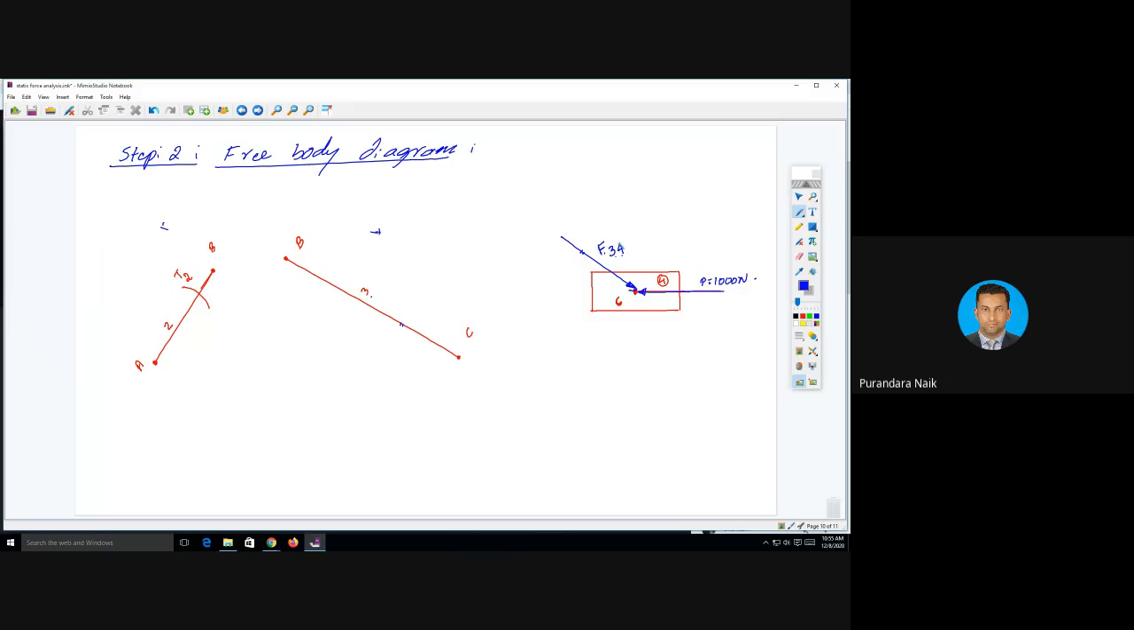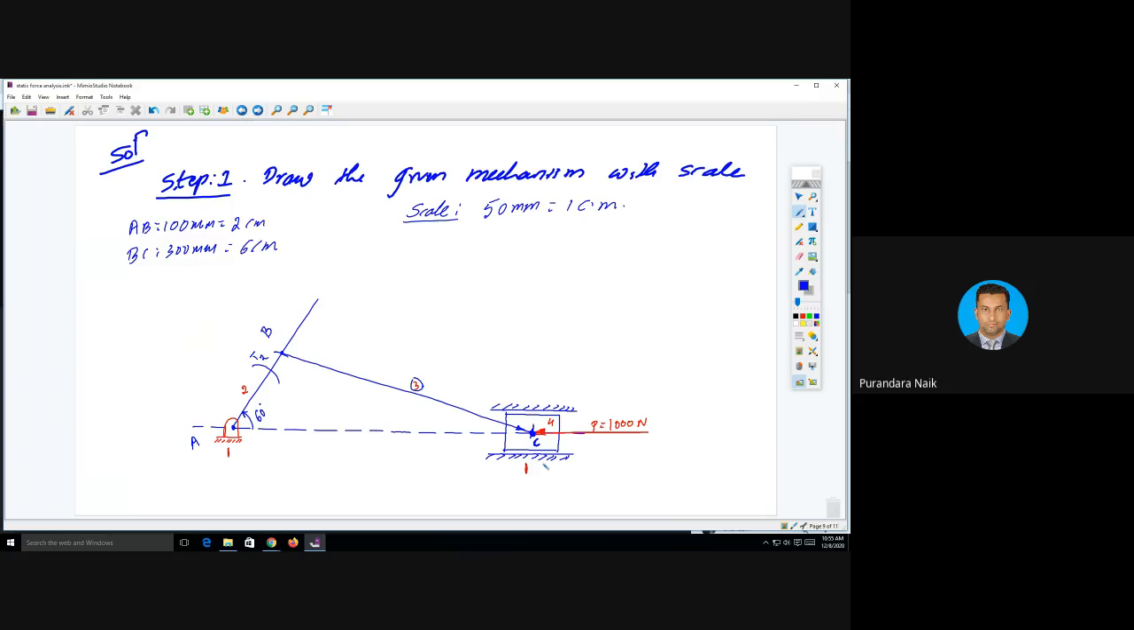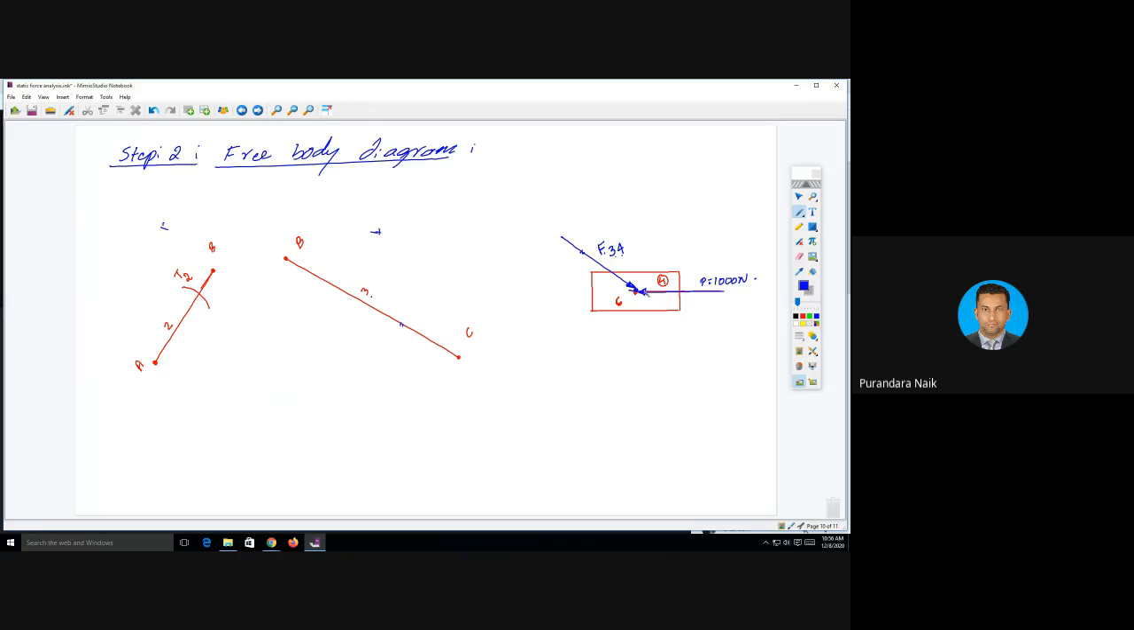Any doubt in this? Next, one more force is there. See here, we have one force in this direction, another force is in this direction, and we have a fixed link, link number 1, and the slider is sliding over the link number 1, right? There is an upward force. Look at this. This is the upward force I'm going to show, vertically upward.